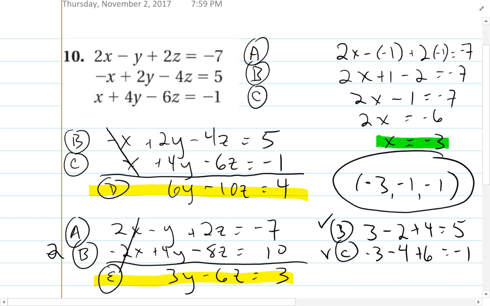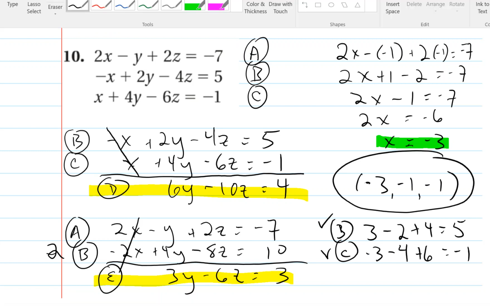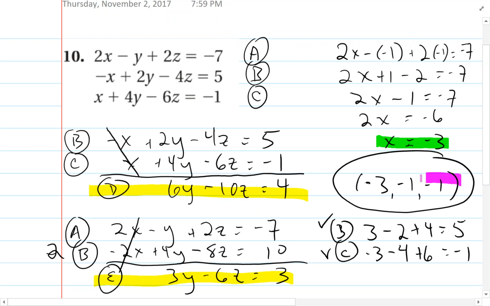So my ordered triple ends up being this value here. X is -3, Y is -1, and Z is -1.